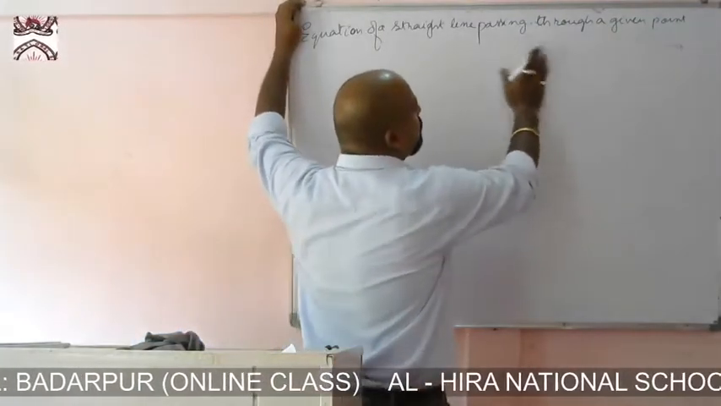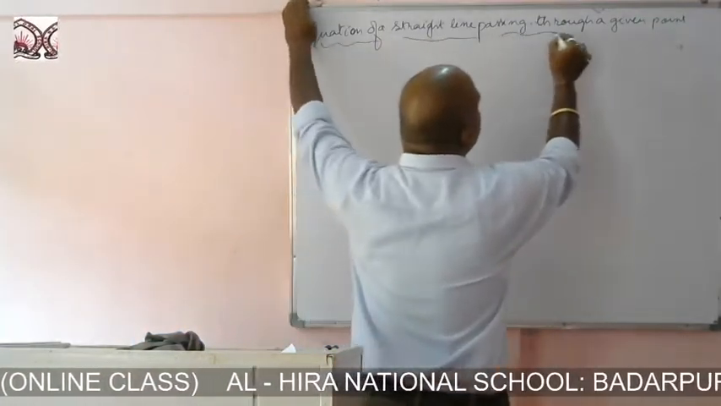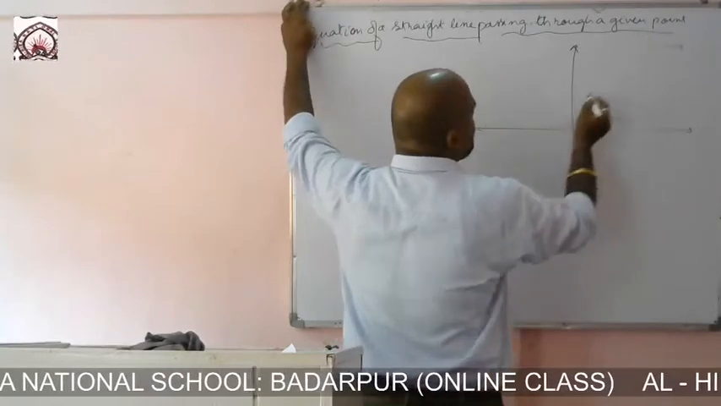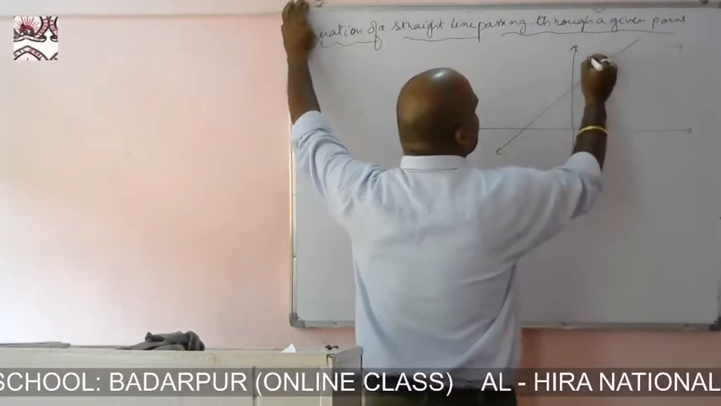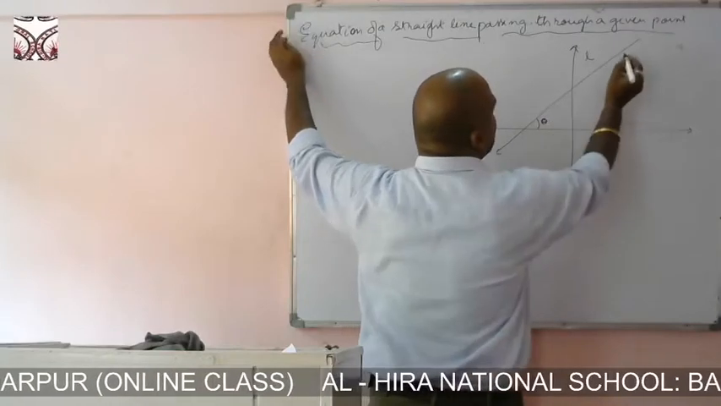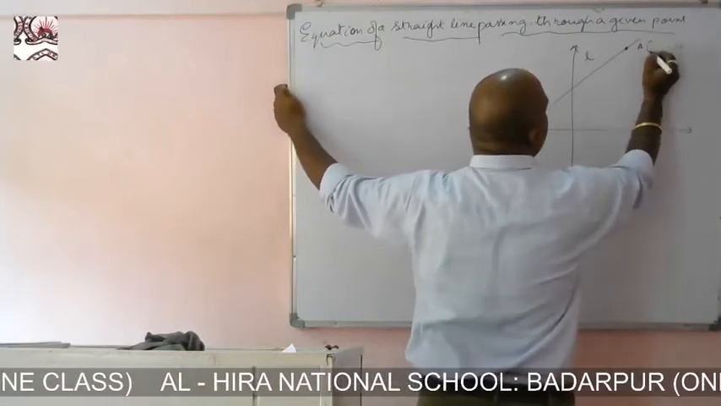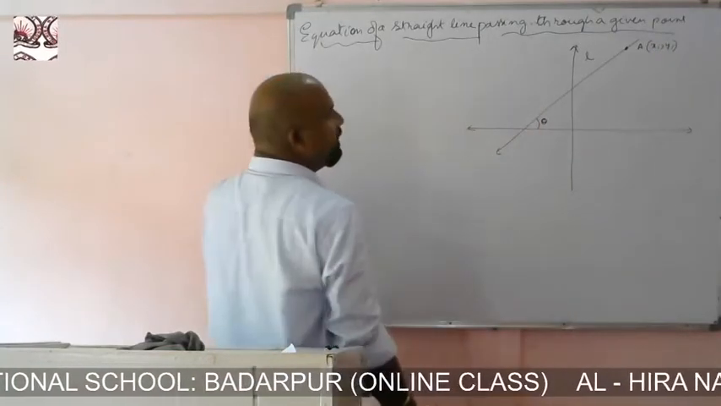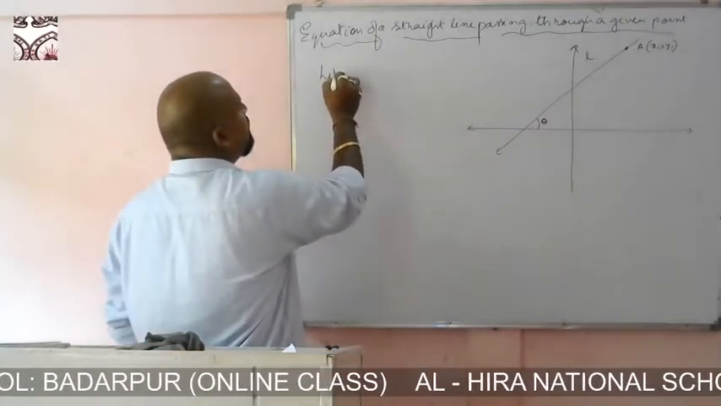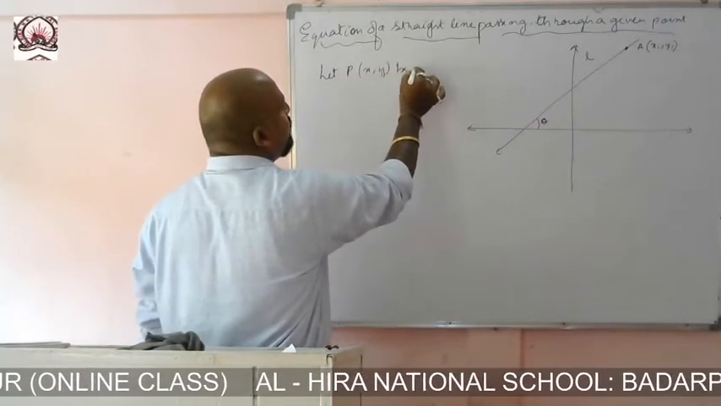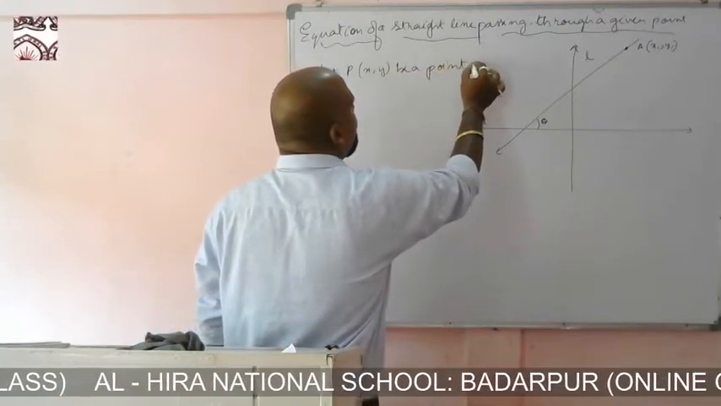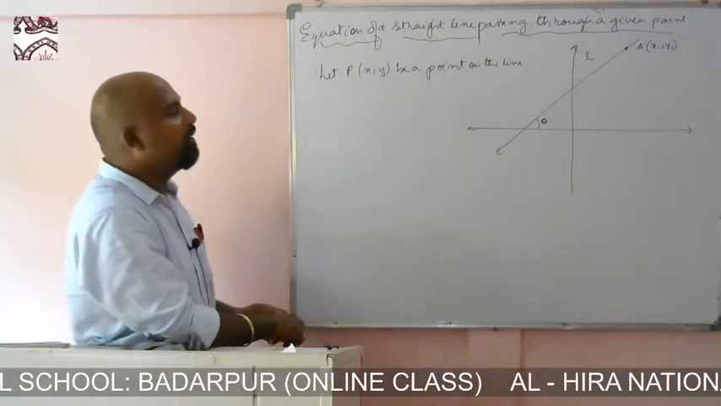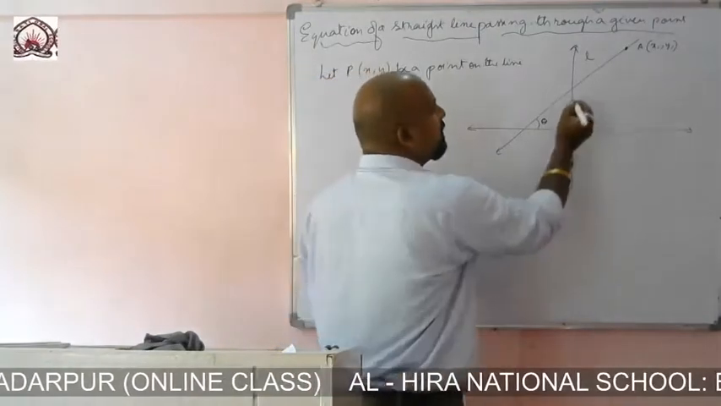Okay. Now let us consider this is a line, L. This angle is theta. Let this point A equal to (x1, y1). This is the known point, and in this line we consider that P(x, y) is a point on the line.